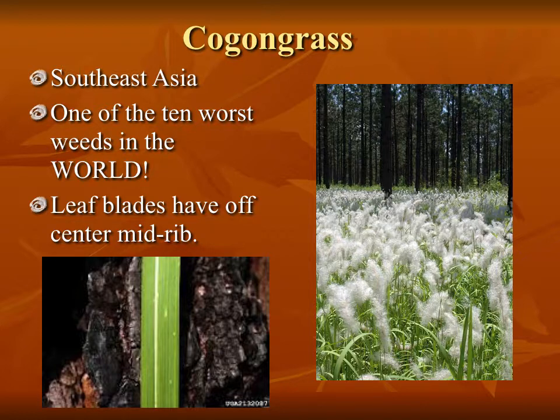Cogon grass. It was introduced into Florida just, I believe, outside of Brooksville. It was brought here as a potential forage crop for livestock. Unfortunately, livestock doesn't particularly care to eat it. It was considered one of the 10 worst weeds in the world. I'm not sure why it got that designation, but it did.